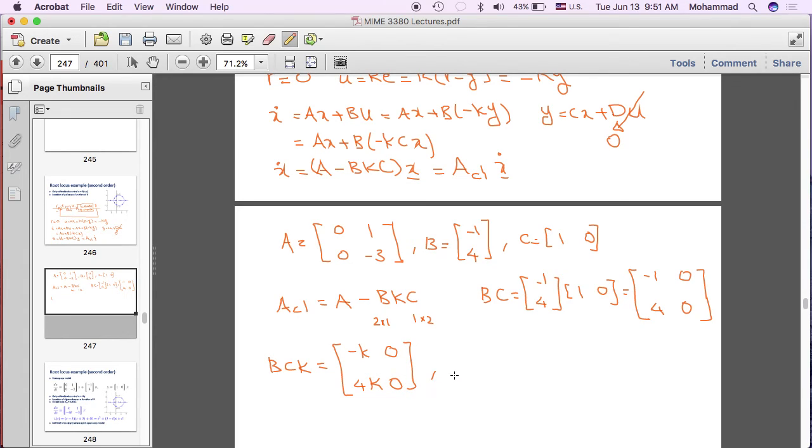And now let's subtract B times K times C from A. Because K is a number, you can just move it around anywhere you want. I need to subtract the corresponding members from each of the members. So it's 0 minus minus K, so it would be plus K here. 1 minus 0, so it's 1. 0 minus 4K, so it's minus 4K. And the last one is minus 3 minus 0, so it's minus 3.